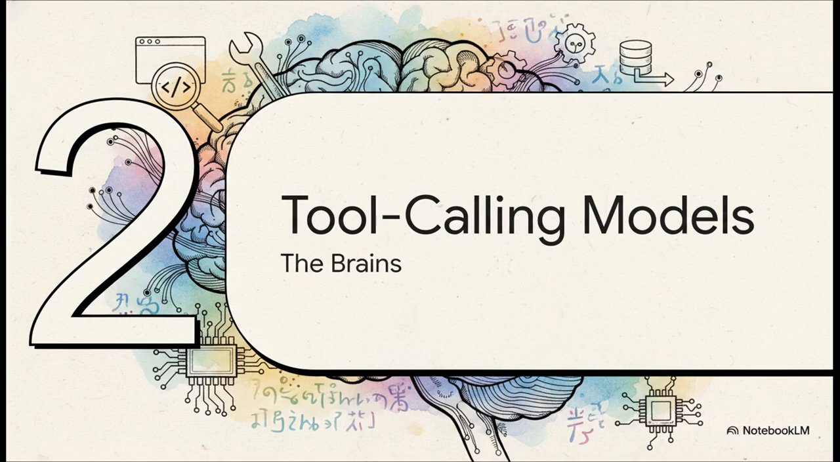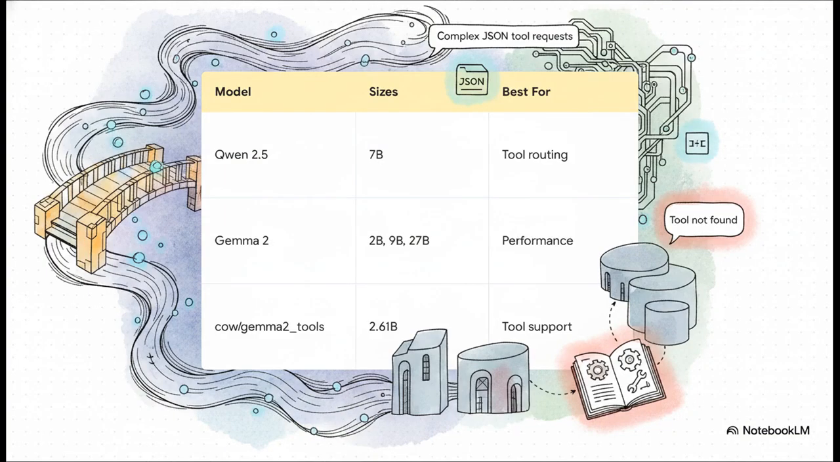Moving right along to Section 2, the brains are our tool calling models. Not every language model is built the same, so we need specific local models optimized to actually understand and request tools effectively. When you look at the top recommended models you can pull via Ollama, it's fascinating how specialized they are. Take the Qwen 2.5 7 billion parameter model. Developers highly recommend this one because it handles complex JSON tool requests incredibly reliably. Alternatively, Google's Gemma 2 offers a super high-performing architecture in multiple sizes. There's even a really cool specialized community fork called cow/gemma2-tools that modifies the system template specifically to support tool calling.